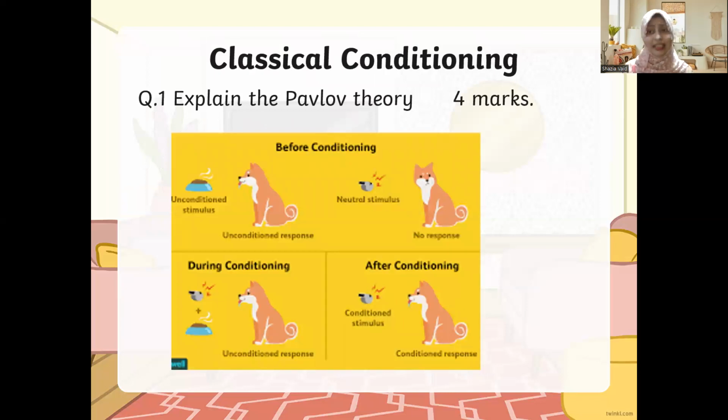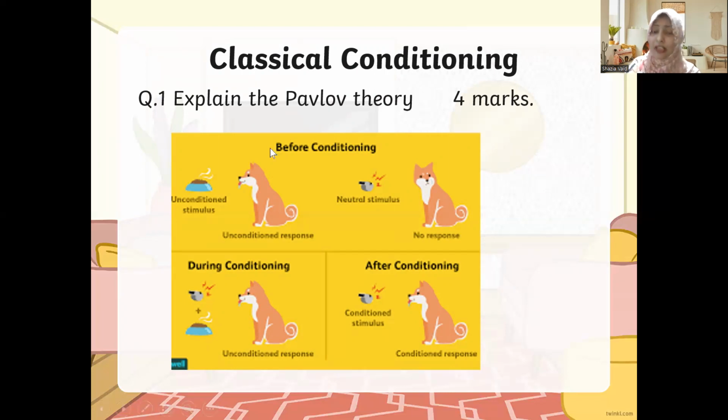So usually this classical conditioning also comes in the paper. They would ask you in the question paper, explain the Pavlov theory, and it usually comes for 4 marks. Here you can also draw a picture of the dog explaining the entire experiment. This is also there in your textbook.